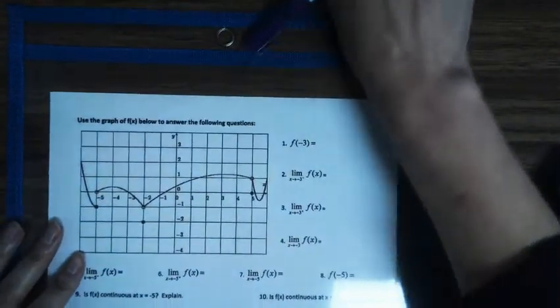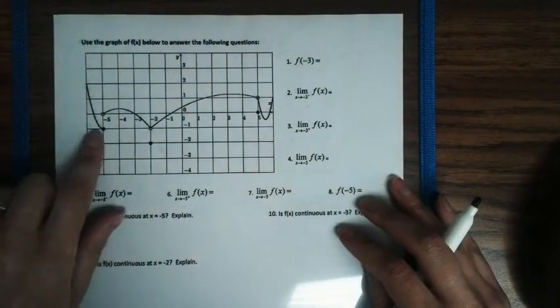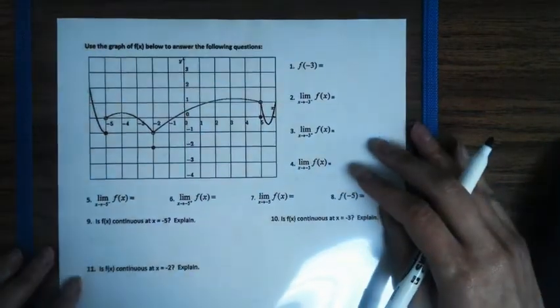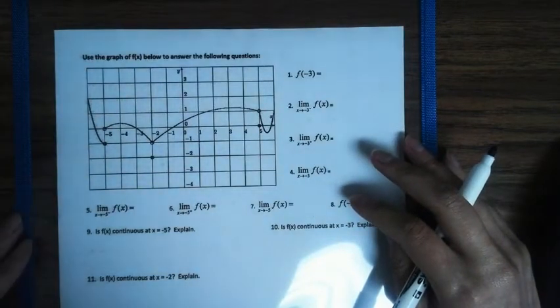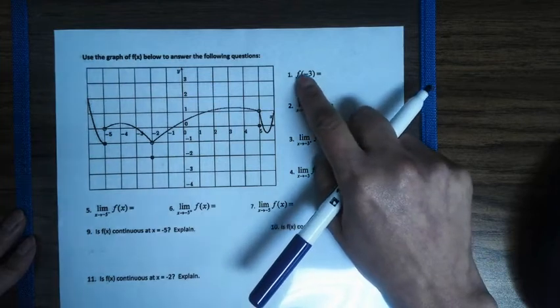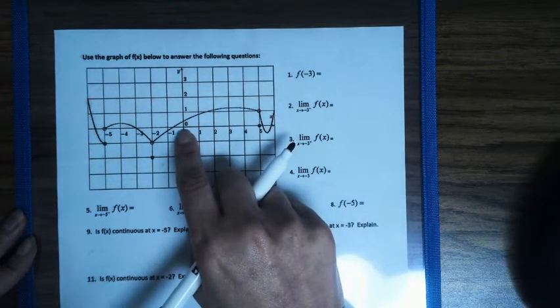So let's look at another example. This is a really cool graph, as you can see. I like it because it has several discontinuities here. We're going to use a graph of f of x below to answer the following questions. Here they are asking you directly for f of negative 3. What are you going to do? You are going to look for your x equals negative 3.